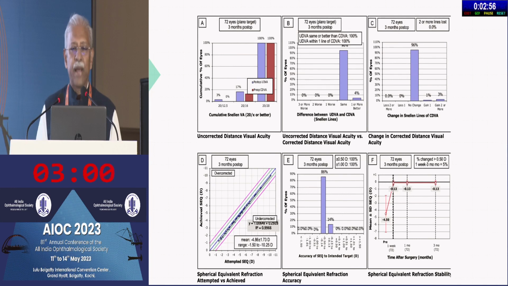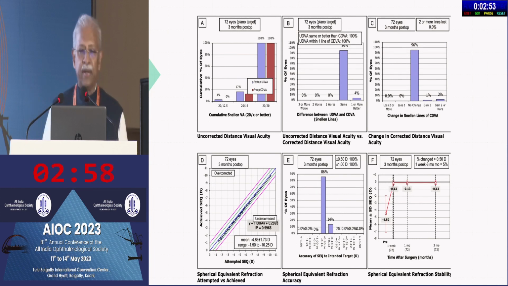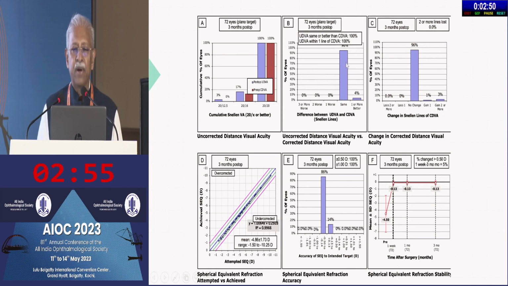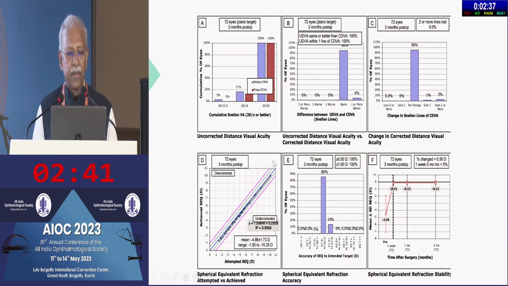So when we look at what happens in group A, the VisuMax 800, none of the patients had any loss of vision. Actually, 3% of patients had 1 line to 2 lines improvement in vision. If you look at the grouping of the results on the spherical equivalent, this is a dream graph. It's absolutely tightly packed. Nothing falling outside even 0.5. So that was absolutely brilliant. All patients were within 0.5 of the expected refractive outcome. Stability over 3 months was perfect.